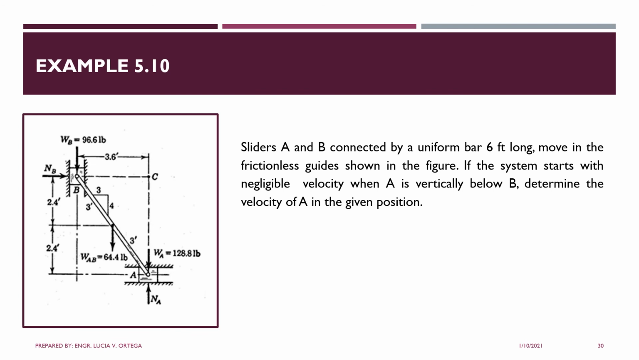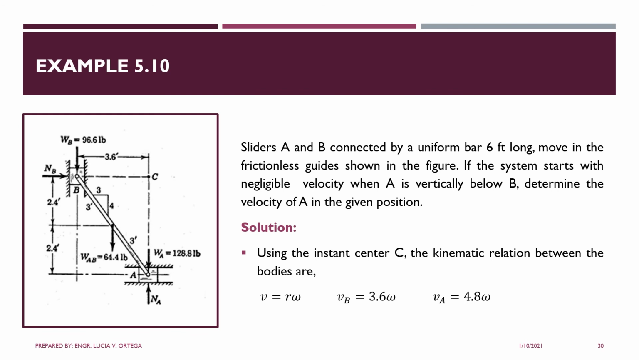So the total height is 4.8. The horizontal distance is 3.6. The length of the rod is 6 feet. When it is in vertical position, the total vertical distance is 6 feet. The weight of the slider at B is 96.6 pounds, the slider at A is 128.8 pounds, and the weight of the rod is 64.4 pounds. So this would be the instant center C.